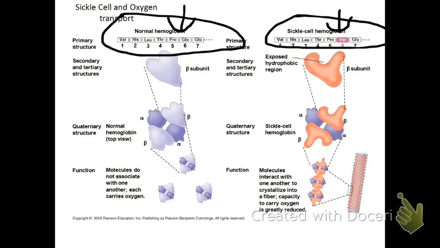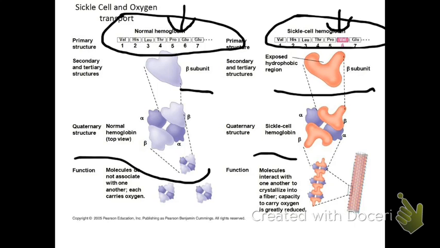If we look at the secondary and tertiary structures, here we get this beta subunit in the secondary and tertiary structures. Over here when we're looking at sickle cell, it changes a little bit. We get this exposed hydrophobic region that doesn't like water in the beta subunit. Let's come down here in this next little part, our quaternary.